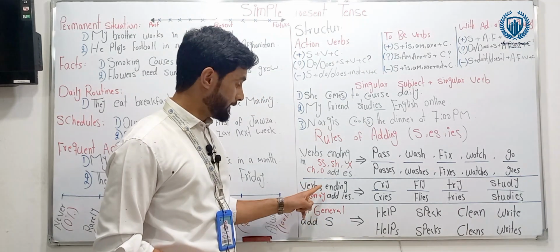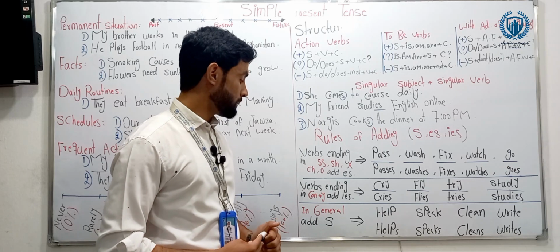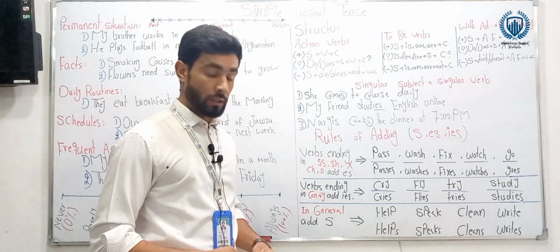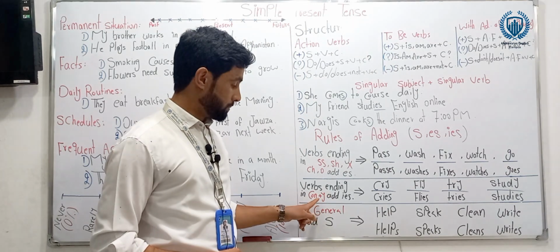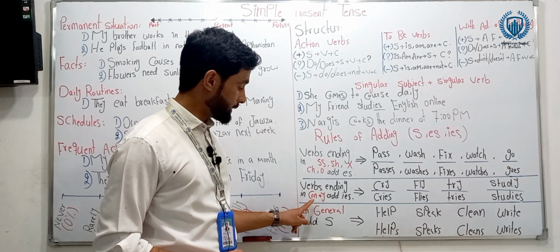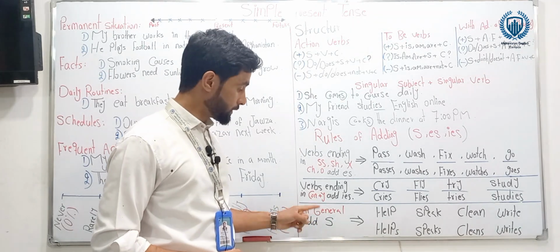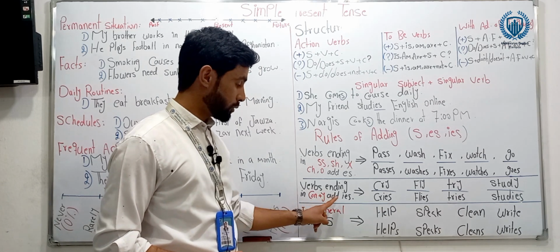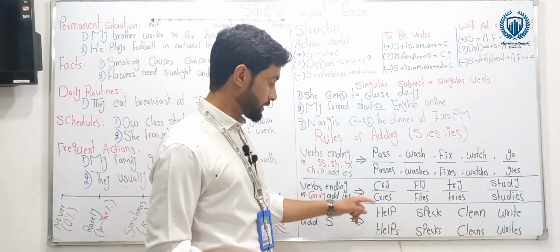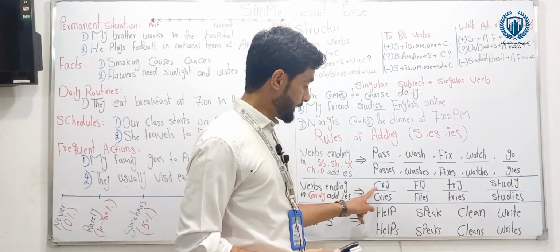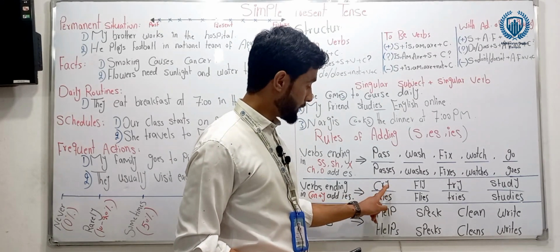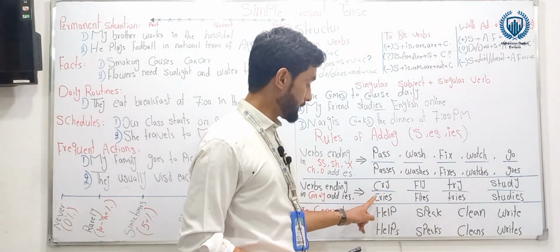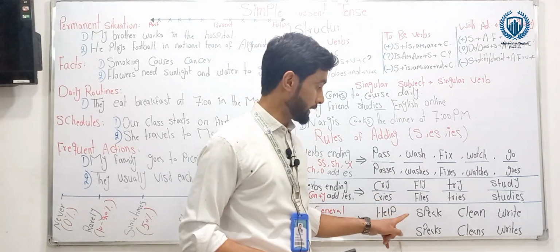The second rule, verbs ending in consonant plus Y add IES. فعلایی که با حرف آخرش Y باشه و قبل از Y هم consonant داشته باشیم. Those verbs which they have Y at the end and before Y we have consonant, we have to add IES. Such as cry, at the end we have Y. Before Y we have R. So we say cry, cries.